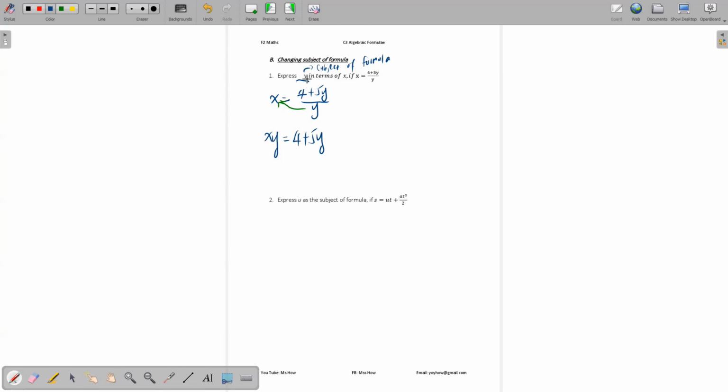Since they ask you to express y in terms of x, meaning later on your equation must have y equals something. So what we need to do now is group everything with y together. So we will have xy minus 5y equals 4. Look at this, you have y over here, which is the same factor. So remember what we had in the last chapter, factorization. So we extract our y out. We are left with y times x minus 5 equals 4.